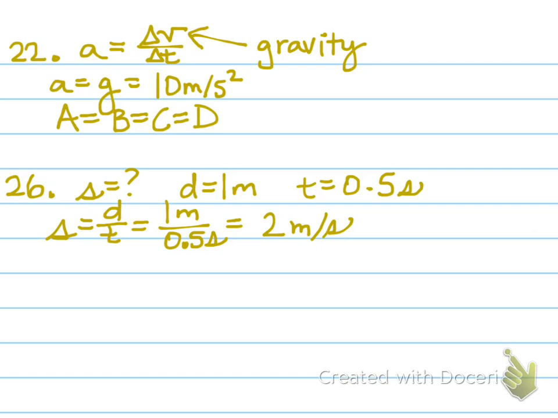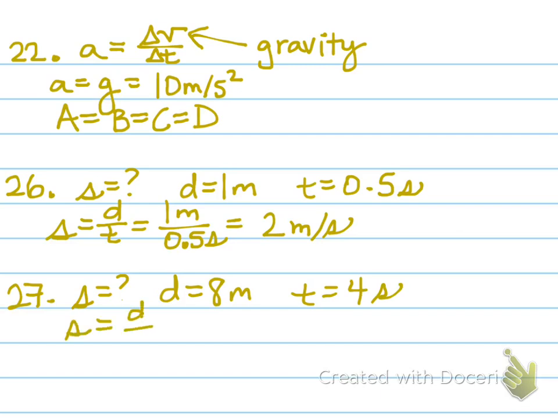Number 27. Calculate the speed of a bowling ball that moves, okay, so we want speed again. That moves 8 meters, that's our distance, in 4 seconds. So speed equals distance over time. Our distance is 8 meters. Our time is 4 seconds. 8 divided by 4 is 2 meters per second.